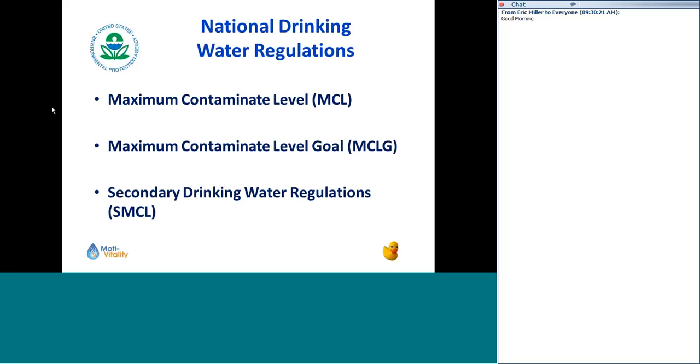Then you also have the secondary drinking water regulations, and these are not safe or unsafe issues. They're more the aesthetics of the water. So, for example, total dissolved solids. The EPA, under the Safe Drinking Water Act, says that they recommend the water could be of better aesthetic quality if it were less than 500 parts per million of total dissolved solids. But they're not going to fail a well or fine them if they're over 500 parts per million total dissolved solids. They're just saying that that's the recommendation.